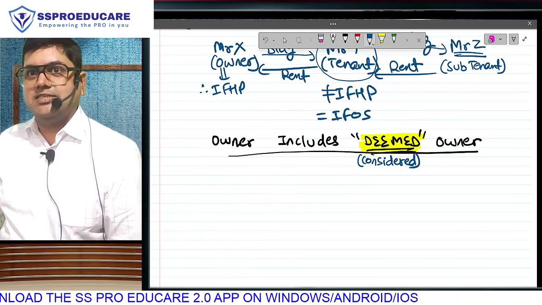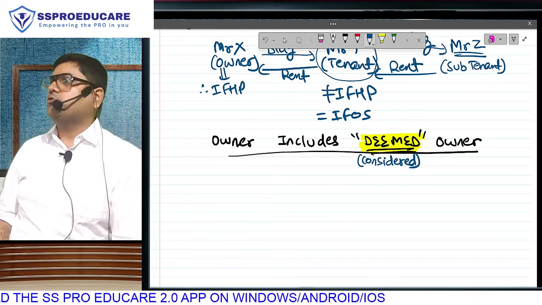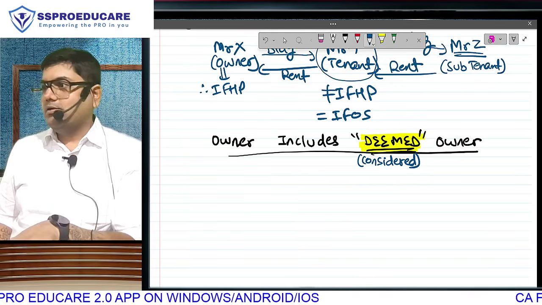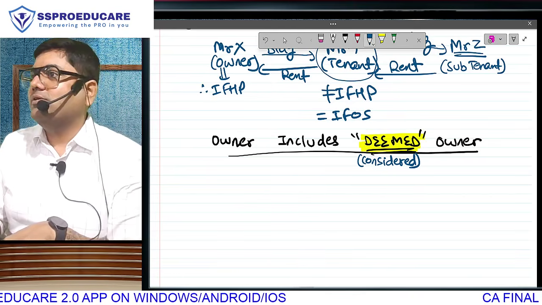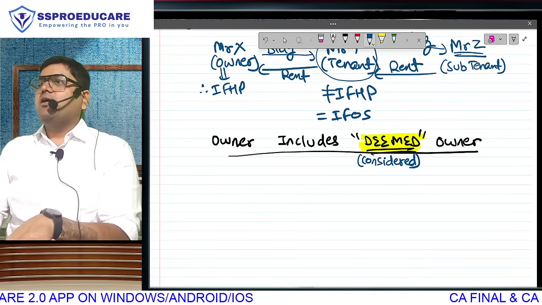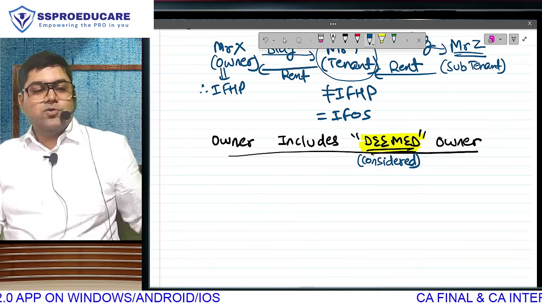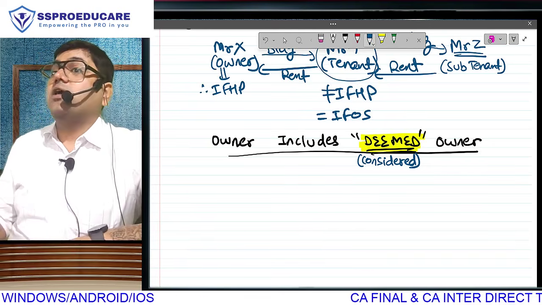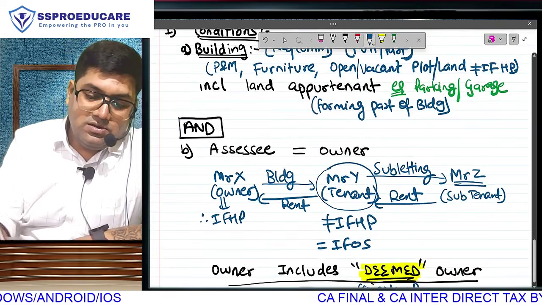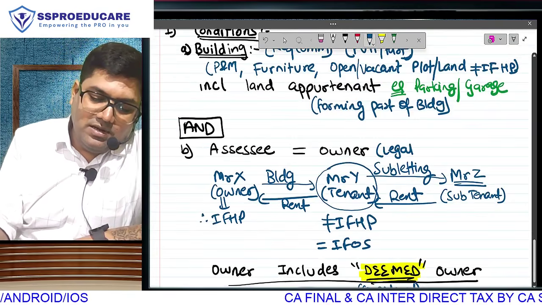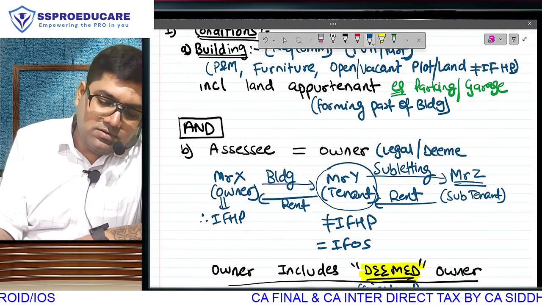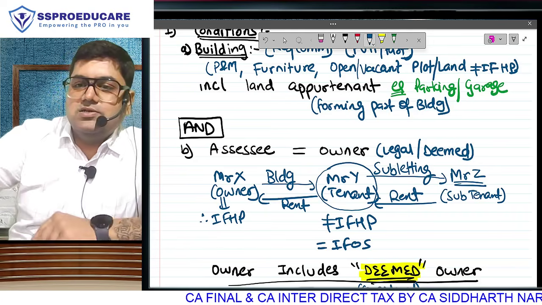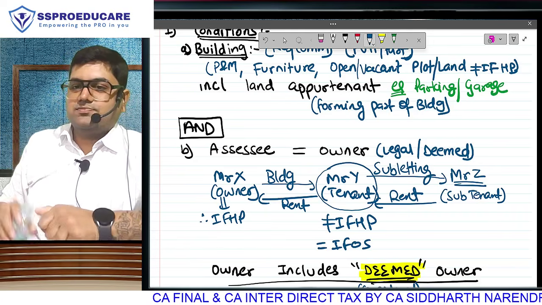And listen to the effect of this. If you are considered as the owner, matlab you will pay tax on income from house property, because house property is taxable in the hands of the owner, and they are considering you as the owner. Income tax mein aise 5 cases diye hain where property is registered in someone else's name, but you will be considered as the owner. So the assessee has to be the owner, which can be a legal owner or a deemed owner. And there are 5 cases of deemed owner given here.